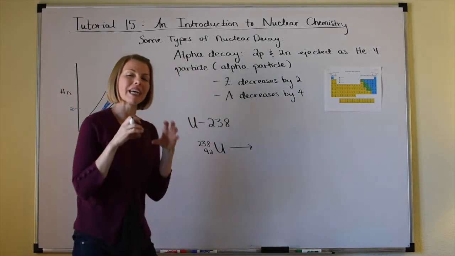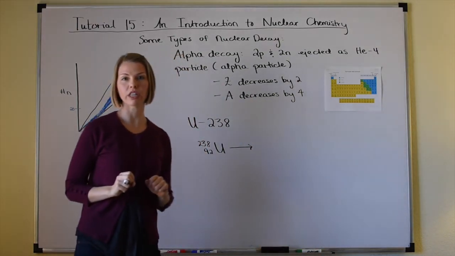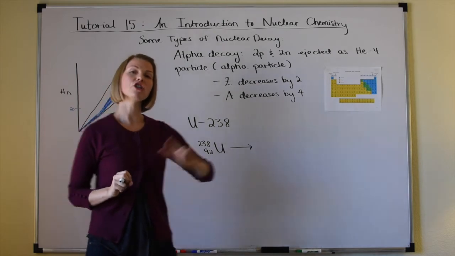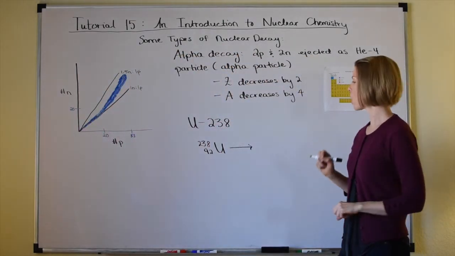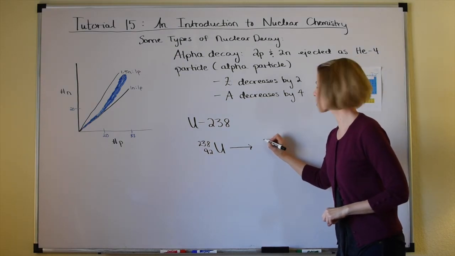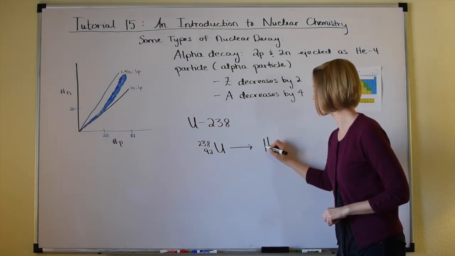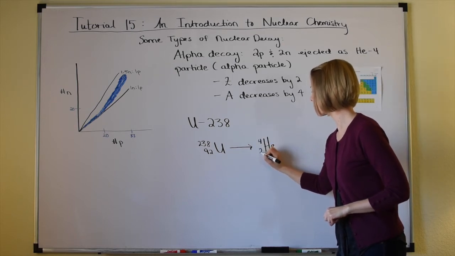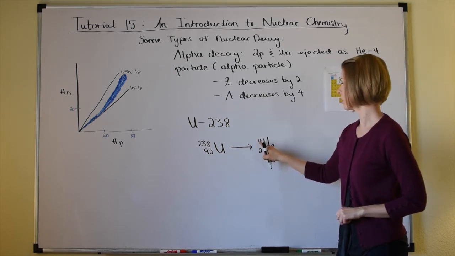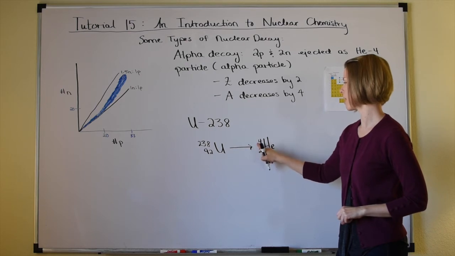Uranium-238 undergoes spontaneous change within the nucleus, giving off 2 protons and 2 neutrons in the form of an alpha particle. So one of the products formed, and I always like to write it first, is the helium-4 particle. 2 protons and 2 neutrons. So a 2 here and a 4 here.